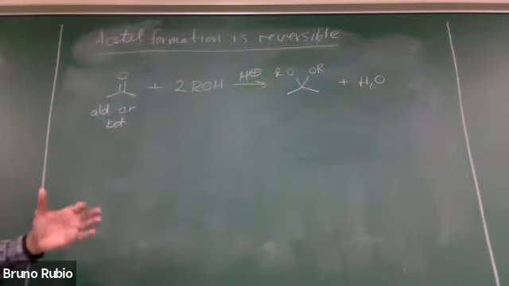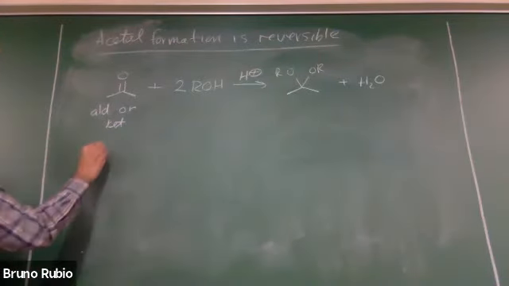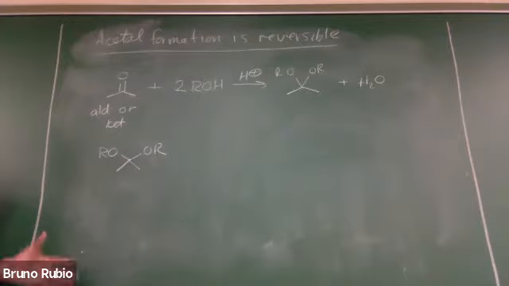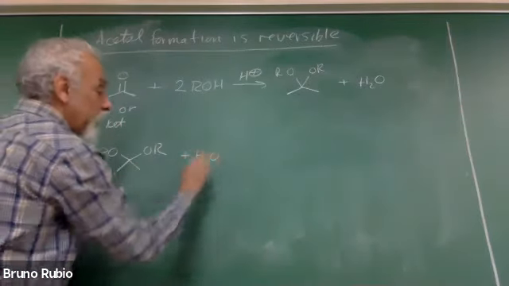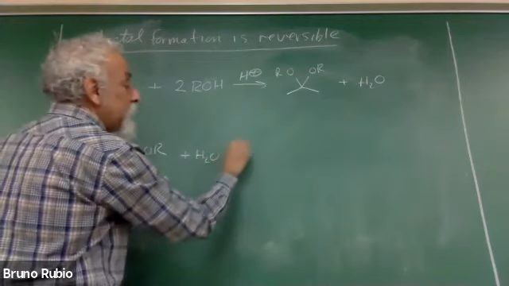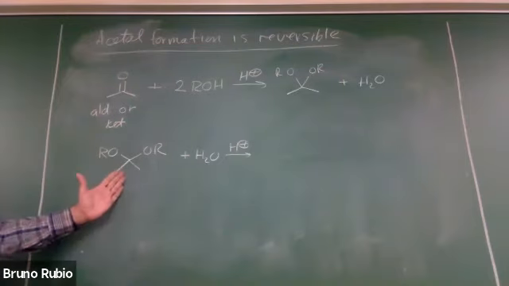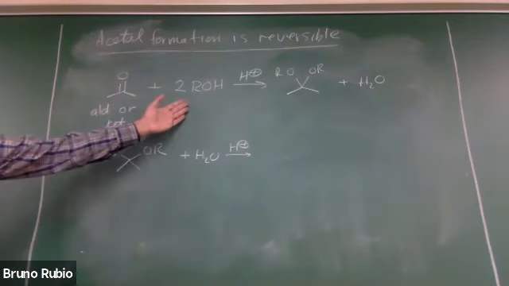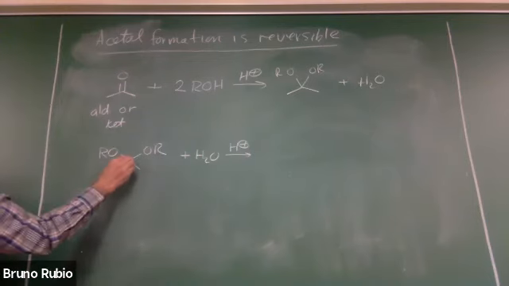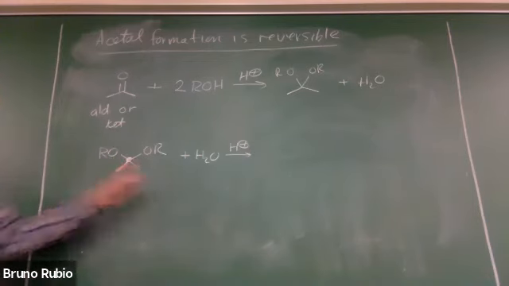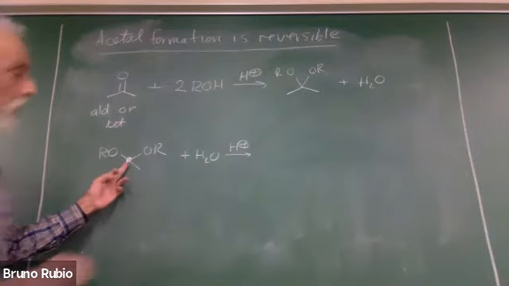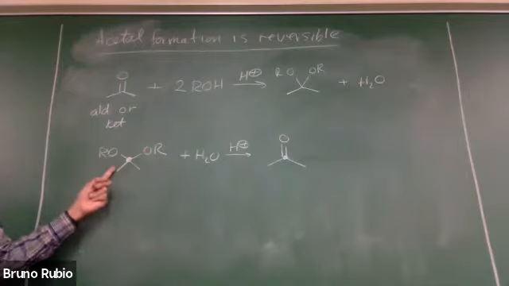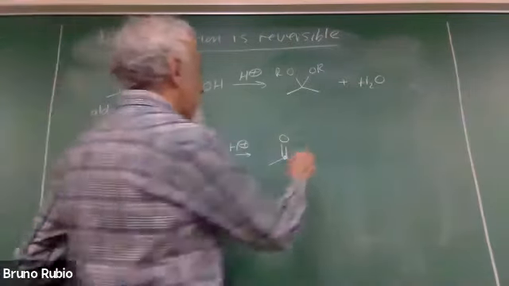But acetal formation is reversible, meaning if we start with an acetal that was created somehow, and add water to it and add a pinch of acid to it, what is going to happen is that the acetal is going to fall apart and revert to an aldehyde or ketone and two equivalents of alcohol. So I'm going to put a dot on the acetal carbon. When the acetal reacts with water, the acetal carbon reverts to a carbonyl carbon, and the acetal oxygens fall off as OH oxygens.